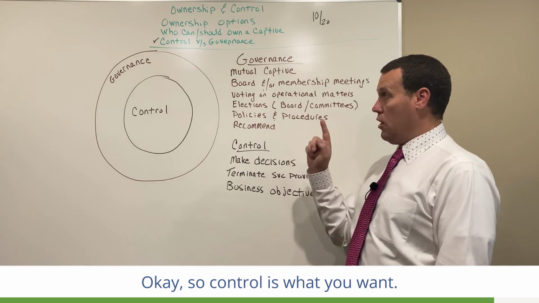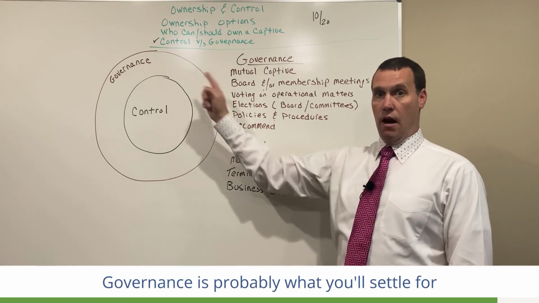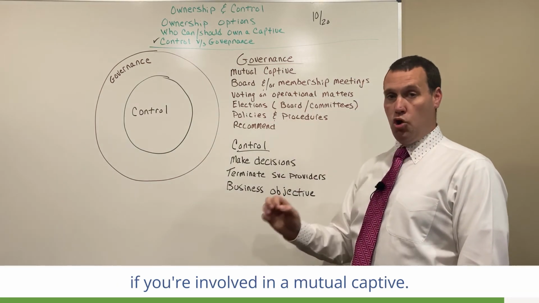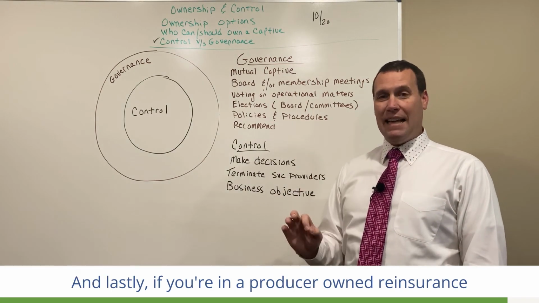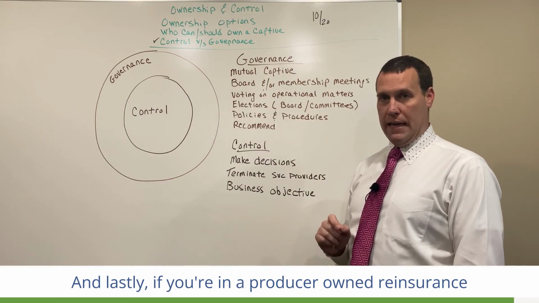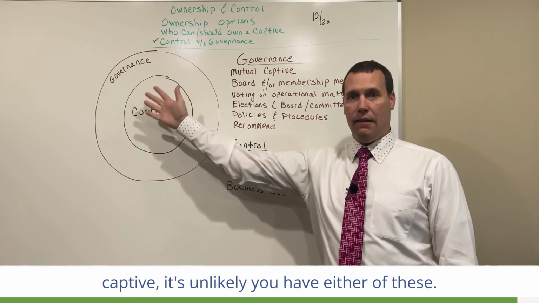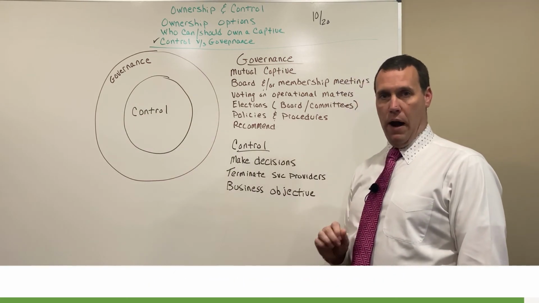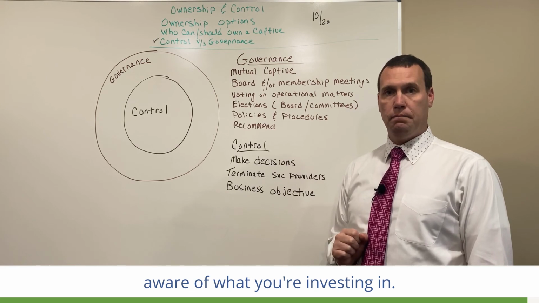So, control is what you want. Governance is probably what you'll settle for if you're involved in a mutual captive. And lastly, if you're in a producer-owned reinsurance captive, it's unlikely you have either of these. So just make sure you are aware of what you're investing in.